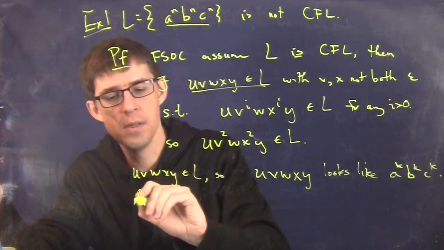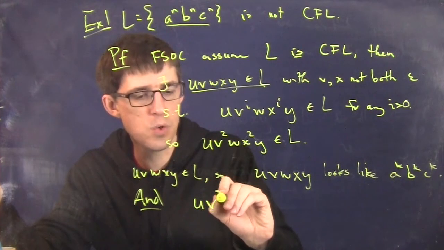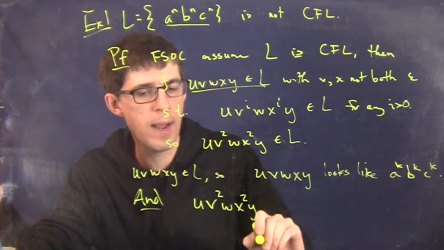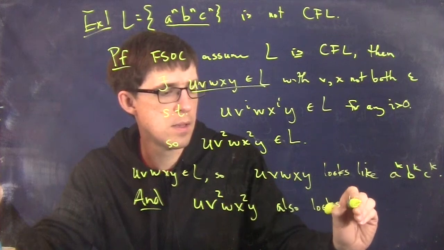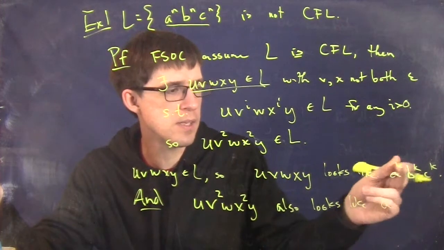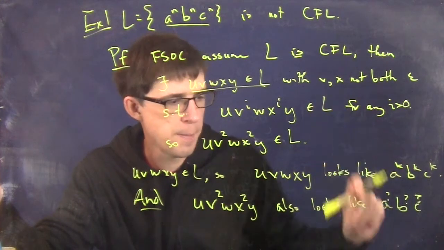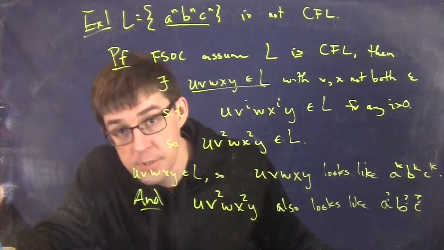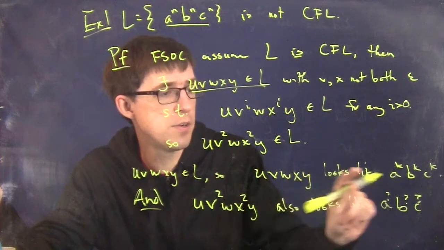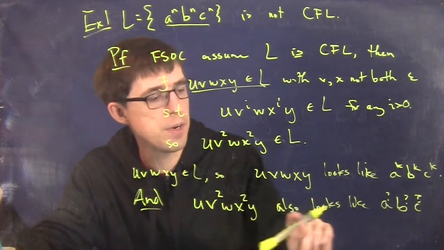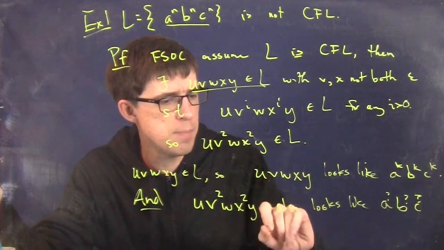And here's the important part. u v squared w x squared y also looks like a to some power, b to some power, c to some power. It's not going to be the same power, but it's a to something, b to something, c to something. And I ask you, my friends, is this really possible? Is it really possible that this string could look like that, and also this string could look like that?